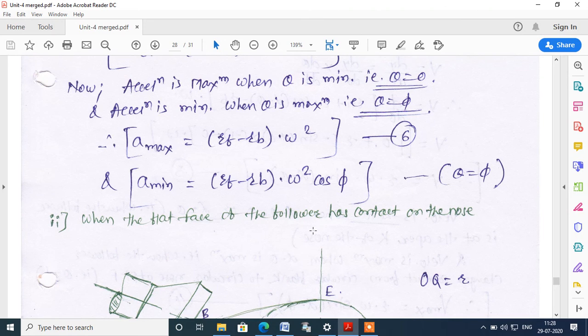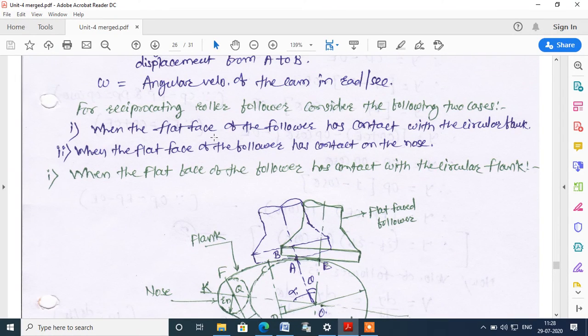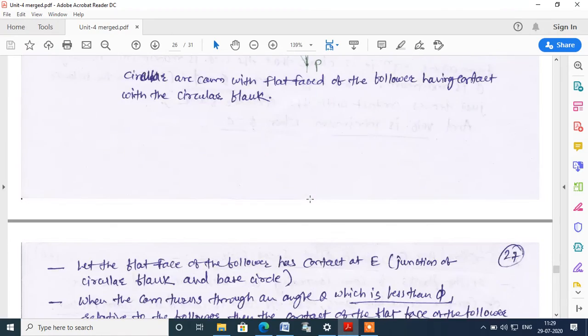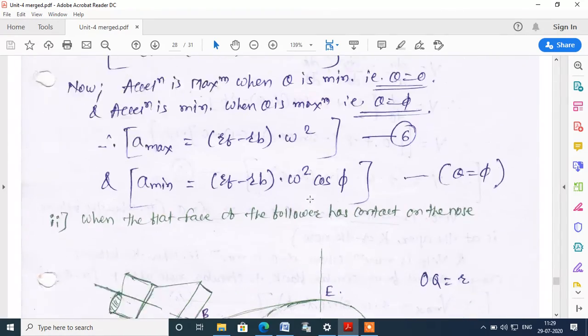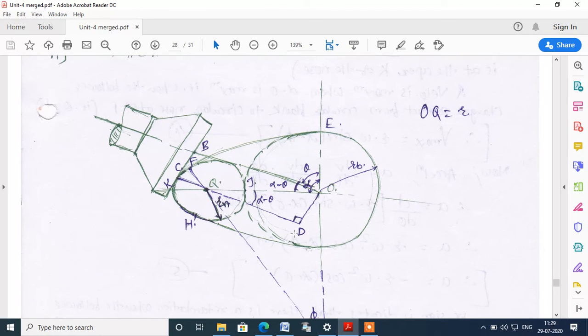Second case, when the flat face of the follower has contact on the nose. This is the contact with the circular flank, and now we have to see the next case, contact with the nose. Now this is the flat face follower. Now contact with the nose, and now all of you draw this figure. With center O, this is the nose Q. Now it is point B, F, point C here, and point K.